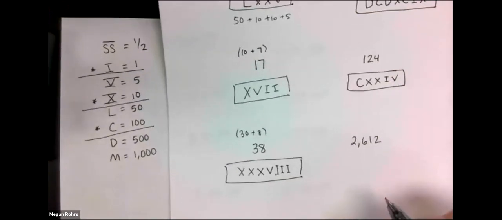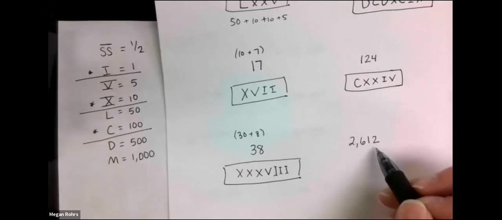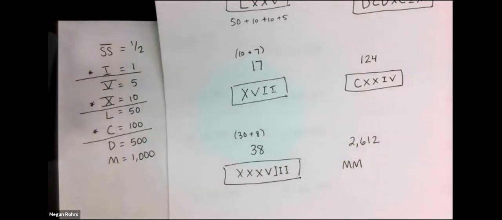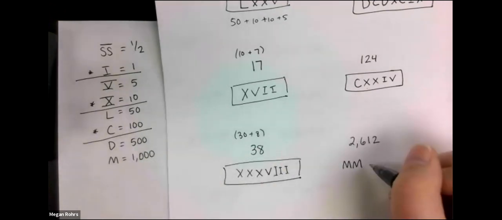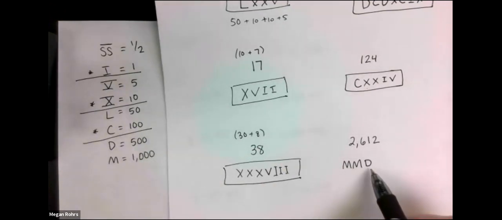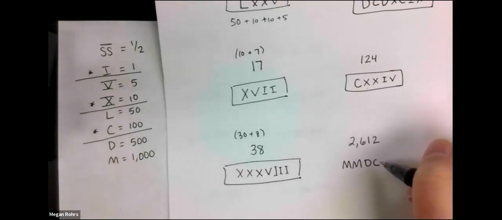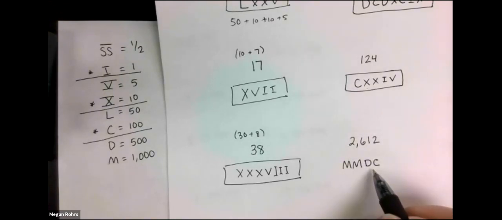Now, this last one here, 2,612. Well, the closest numeral here is going to be 1,000. And we can repeat an M twice to give us 2,000. Now we need 600. So looking over here, well, 500 is the closest. So D would give us 2,500. Adding a C would give us another 100 here. So 2,600. Now I need 12.